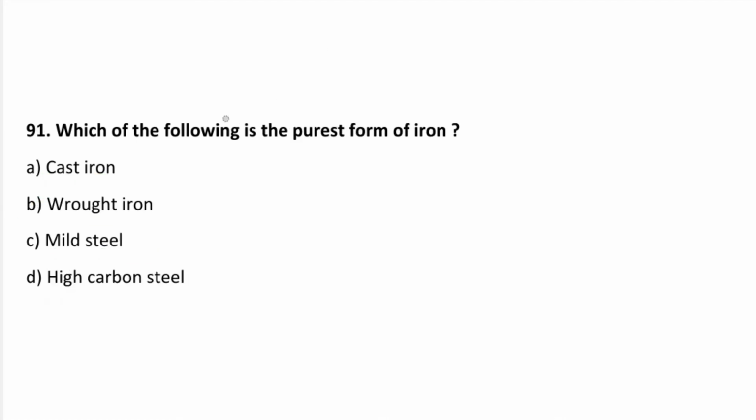So next question. Which of the following is the purest form of iron? Option A cast iron, option B wrought iron, option C mild steel, option D high carbon steel. So the correct answer is option B wrought iron.